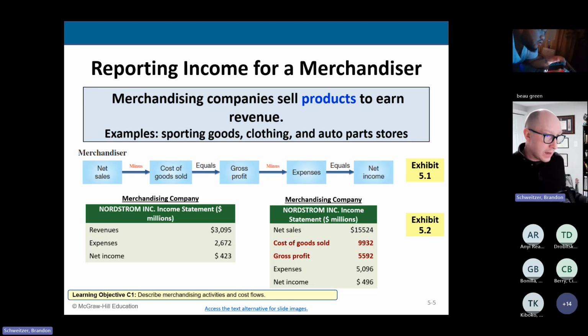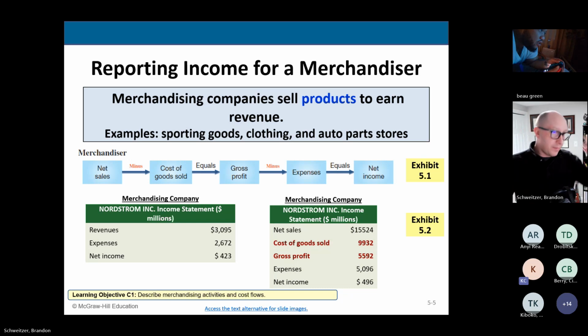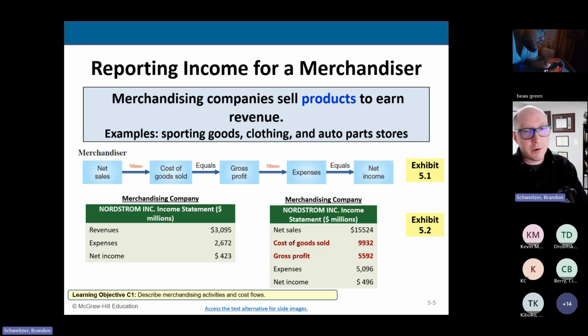What is that? Is that the price of the item, or is that like the number of items sold? Yeah, it's the cost of the item. Great question.